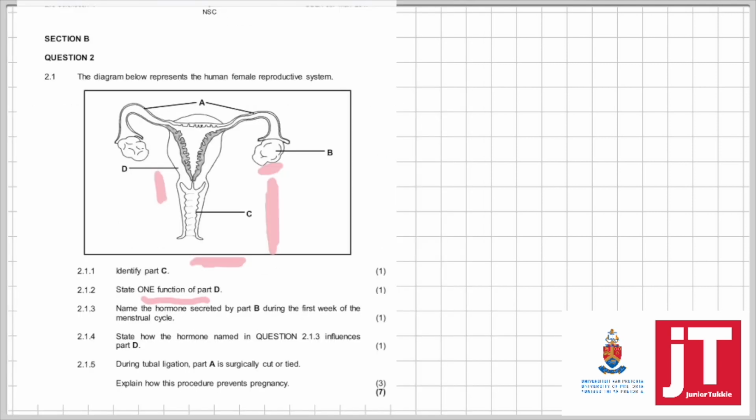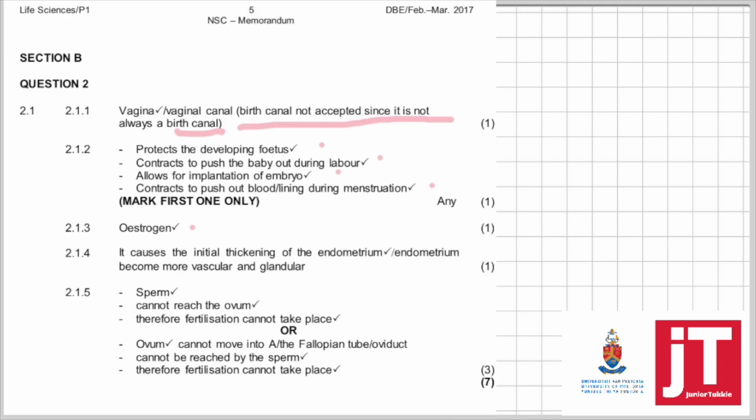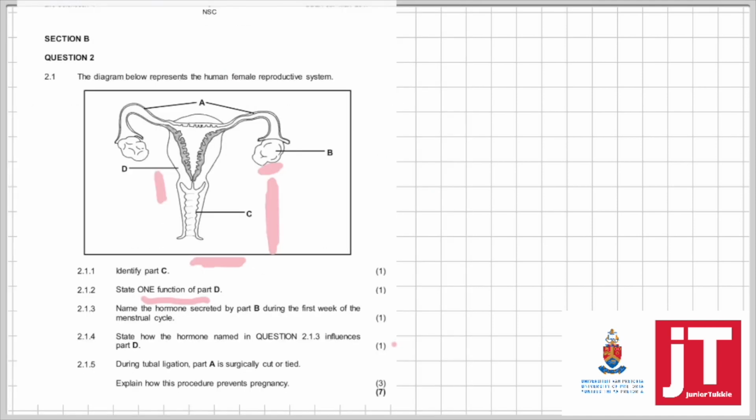Then, 2.1.4. State how the hormone named in question 2.1.3, which is estrogen, influences part D. Now, we know estrogen makes the endometrium lining thick, vascular, glandular for implantation. Okay. So yes, it causes the initial thickening of the endometrium, vascular, glandular. There you go. I just added the reason, for implantation. Always learn to write statement and reason.